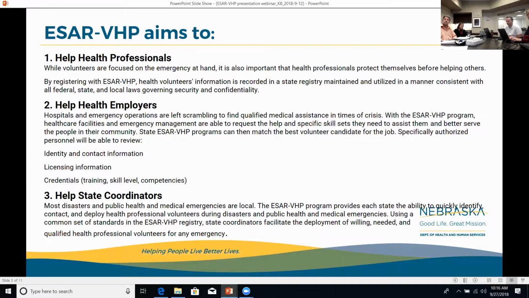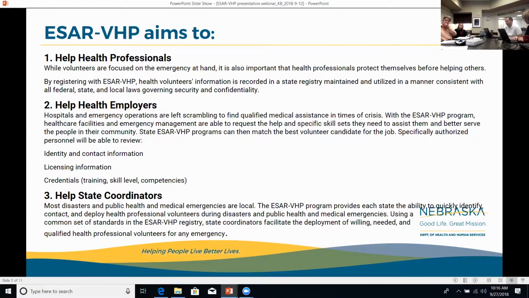With regard to helping health employers, hospitals and emergency operations are left scrambling to find qualified medical assistance in times of crisis. With the ESAR-VIP program, healthcare facilities and emergency management are able to request the help and specific skill sets they need to assist them and better serve the people in their community. State ESAR-VIP programs can then match the best volunteer candidate for the job.